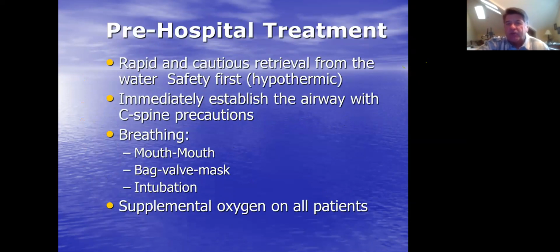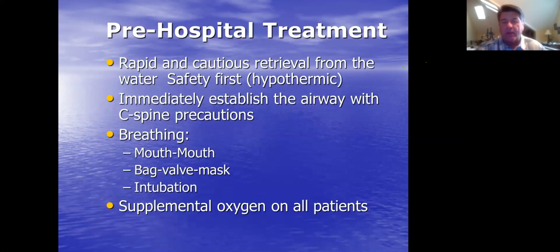So what is the pre-hospital treatment? What do I do as a paramedic? Number one is rapid and cautious retrieval from the water. Safety first, meaning think of yourself first. I'll show you a case study at the end where paramedics thought safely and retrieved a drowning victim. But if you yourself jump into the water and you don't have your team ready, or you don't have a way to protect yourself, then you're going to wind up a victim as well.